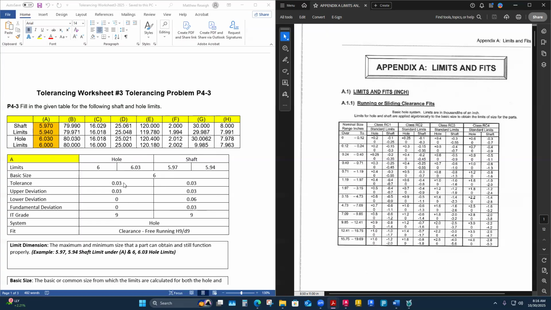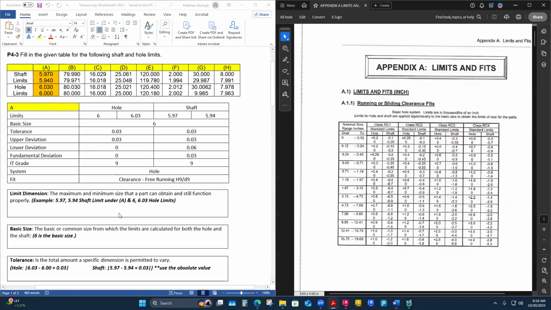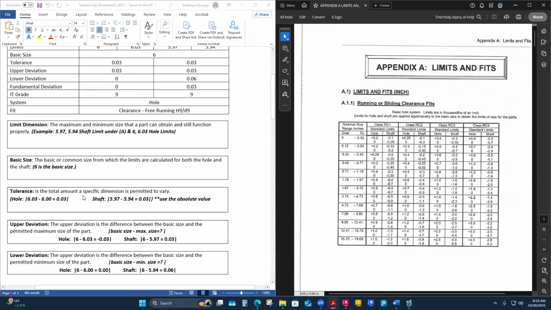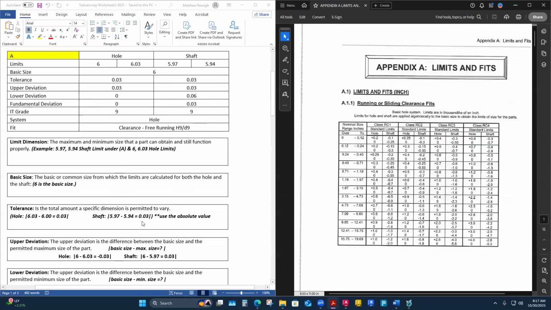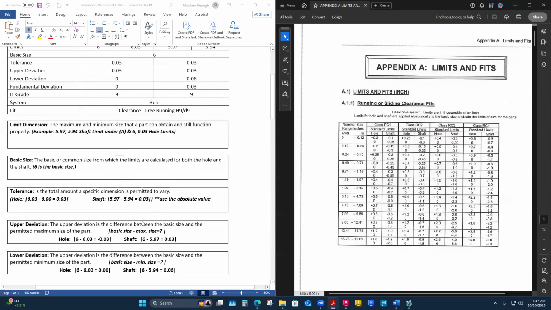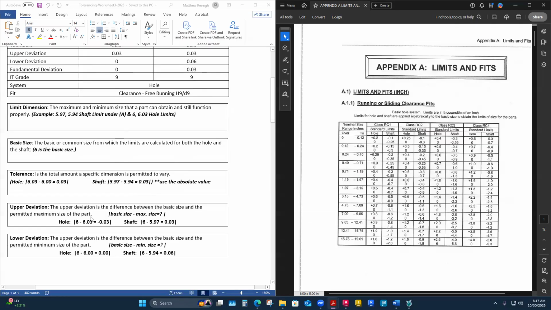And then the tolerance of that would just be subtracting the difference between the two, the amount a specific dimension is permitted to vary. So 6.03 minus 6 is 0.03 for the hole. And for the shaft, it's the same. If we do 5.97 minus 5.94, it ends up being the same tolerance, 0.03 of allowed variation. So then it just wants to know what's the upper deviation.